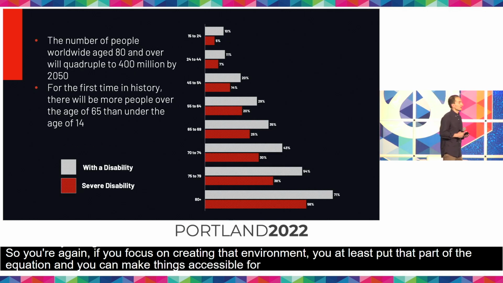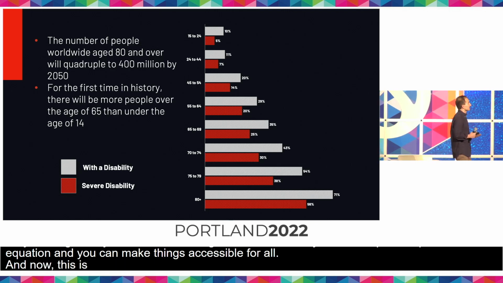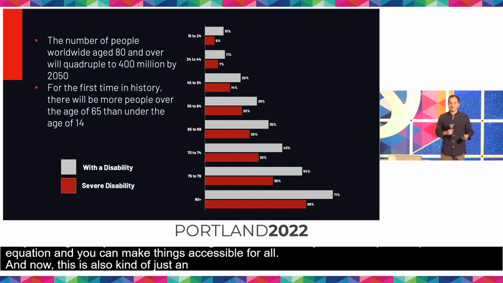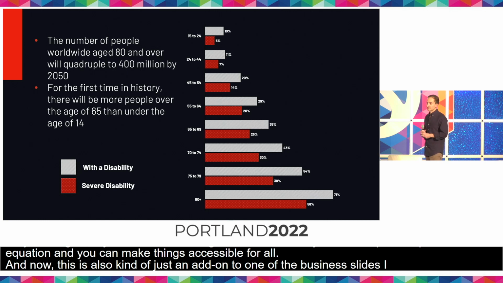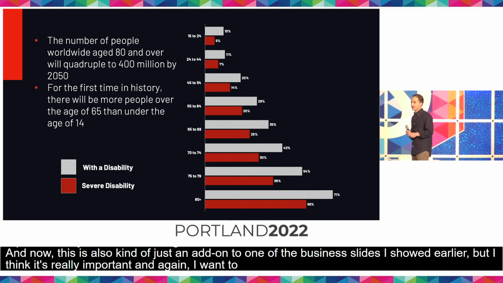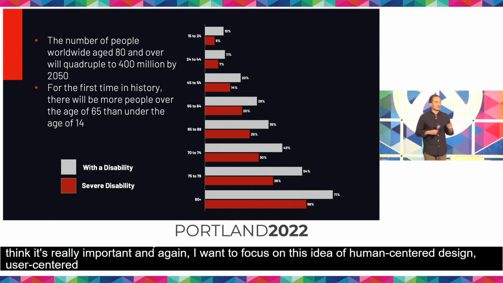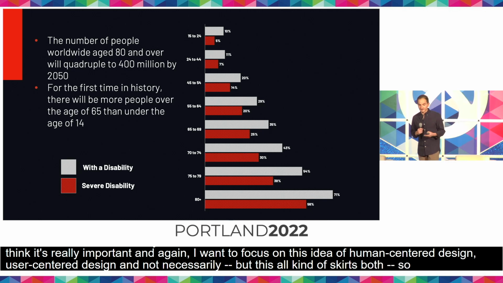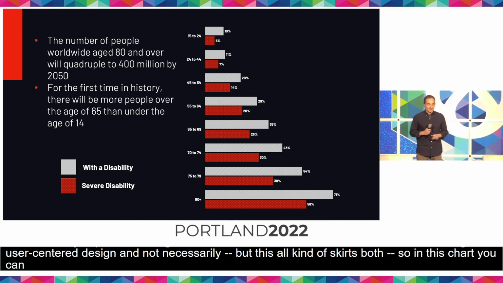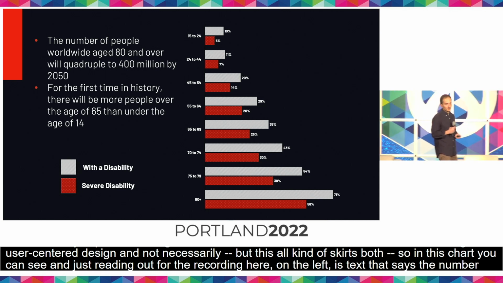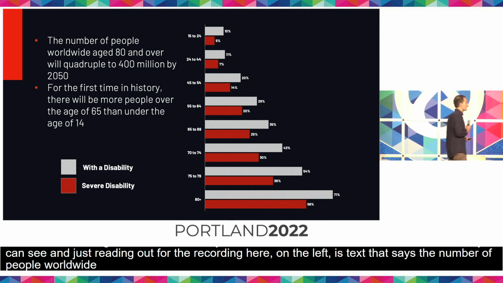And now, this is also kind of an add-on to one of the business slides I showed earlier, but I think it's really important. Again, I want to focus on this idea of human-centered design and user-centered design, and not necessarily this mode of compliance. But this also skirts both of these. So in this chart, just reading it out for the recording, on the left is text that says, the number of people worldwide aged 80 and over will quadruple to 400 million by 2050.